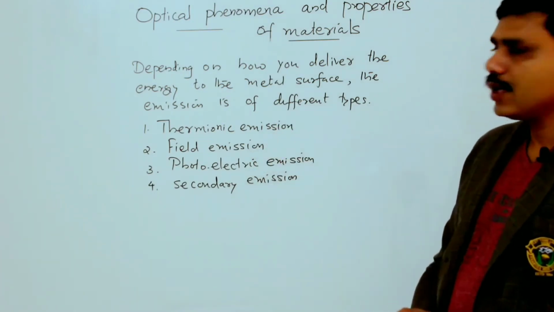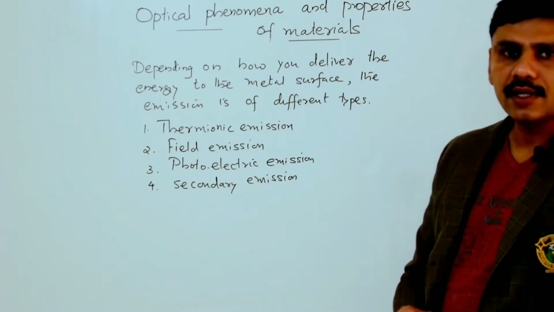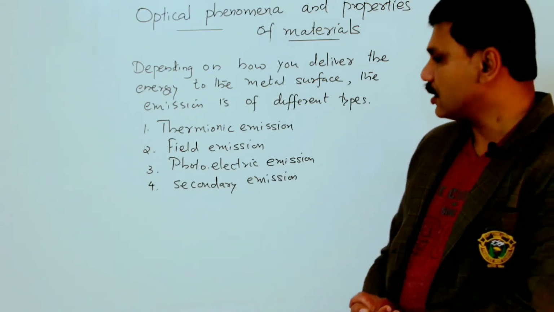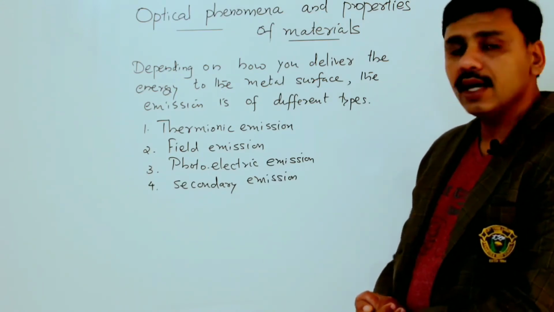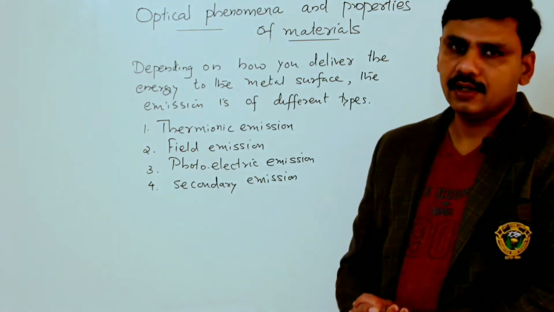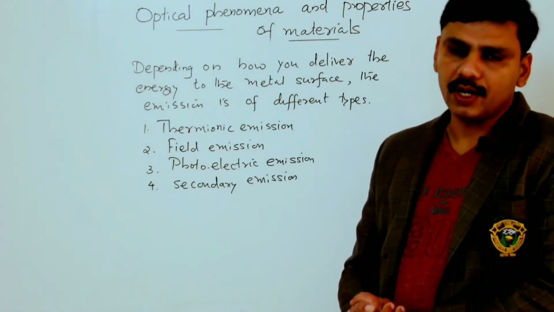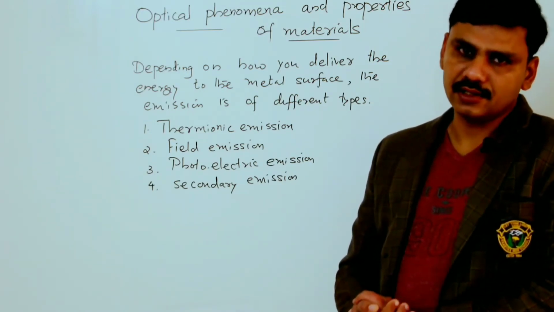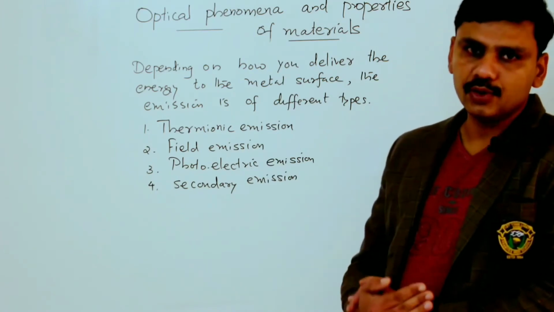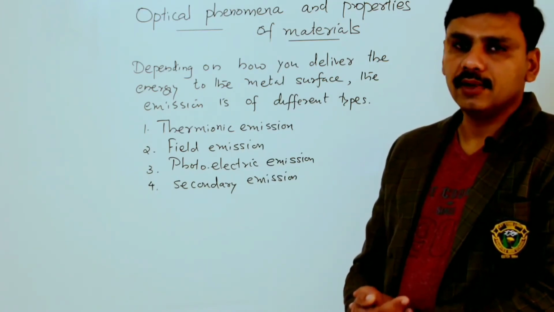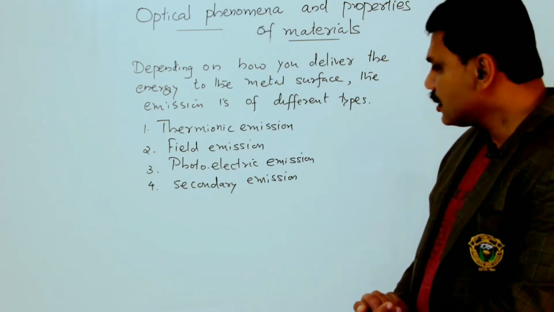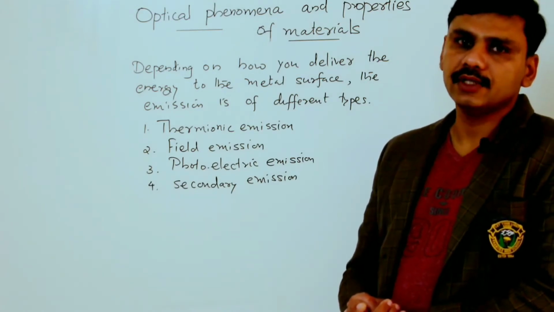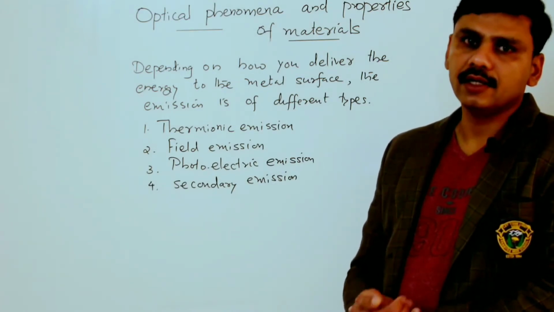So first one is thermionic emission. In thermionic emission, we are giving sufficient thermal energy to remove the delocalized electrons. And in field emission, we are giving enough electric field to remove the delocalized electrons. In photoelectric emission, we are giving light energy to make free delocalized electrons. And in secondary emission, we are giving fast moving electrons. And these electrons can collide with the delocalized electron and it can be removed.